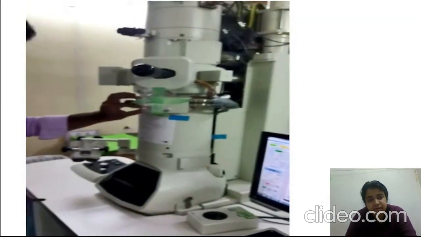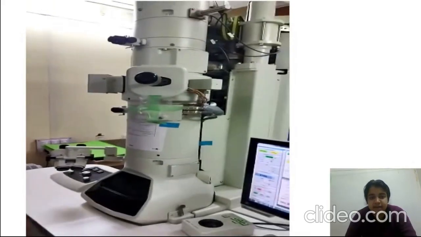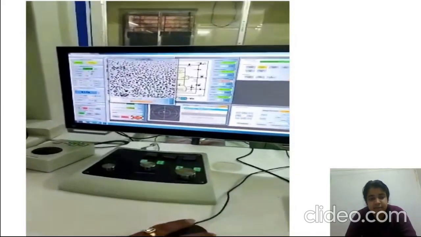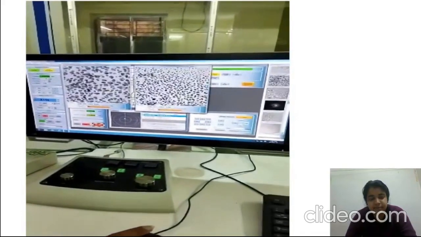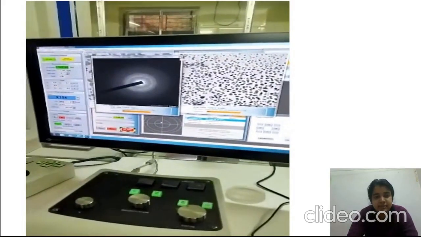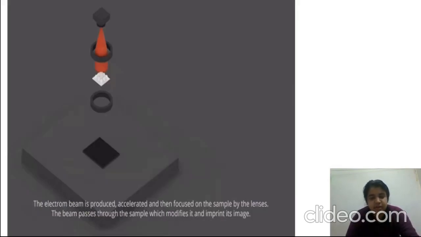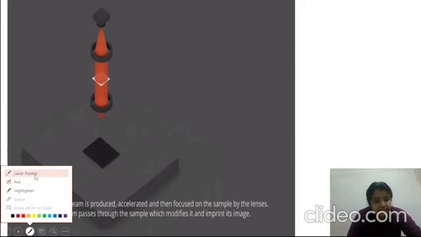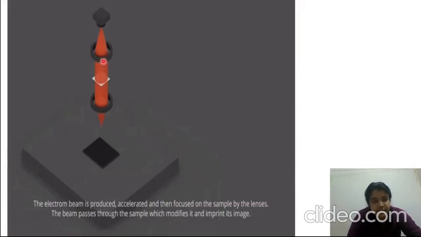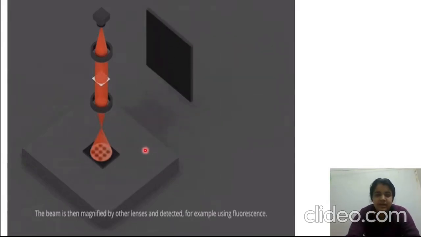Okay, then we can get the TEM image for the transmission of the electron beam and the diffraction of the electron beam through the sample, and these are the TEM image, and this is basically the SAED pattern. So to discuss this whole process, in this way the electron beam basically transmits through the sample, and then we can get the TEM images.